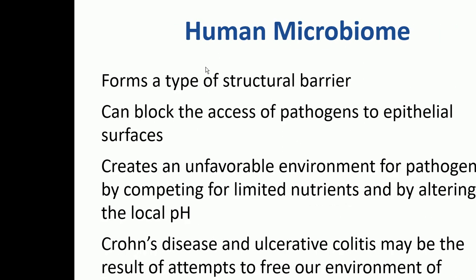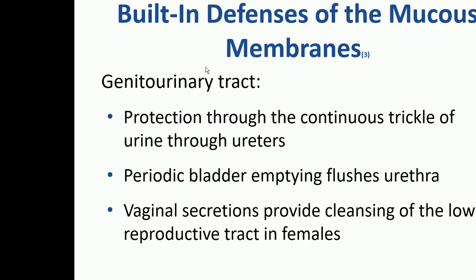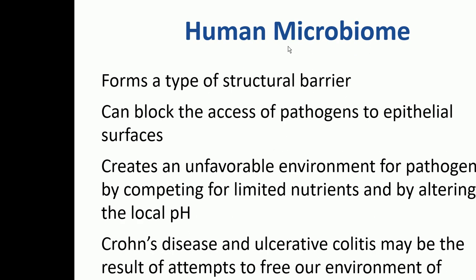The human microbiome means the normal flora which resides on our skin and inside our system. They also give a first line of defense. They can block the access of pathogens to the epithelial surfaces. They can create an unfavorable environment for pathogens by competing for limited nutrients and by altering the local pH.